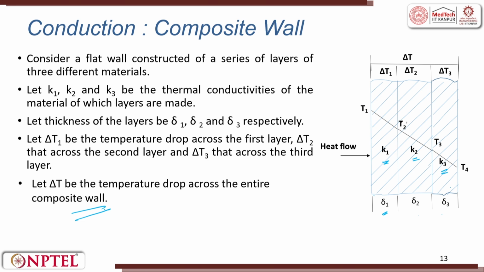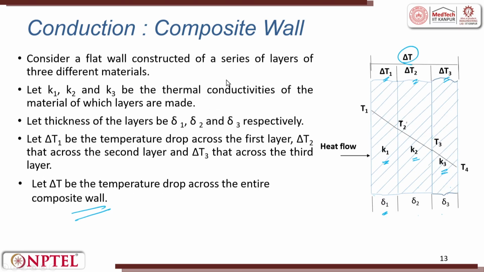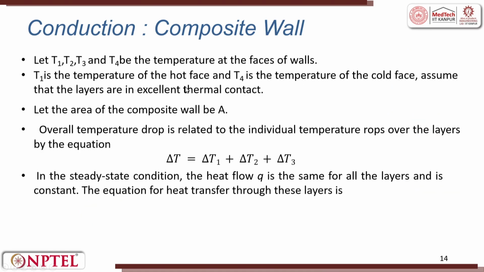So, what we are trying to say is, we have the drops T1, T2, T3. It can be uniform, it need not be uniform. The overall temperature drop will be delta T. Let T1, T2, T3, T4 be the temperatures at the faces of the wall. T1 is the temperature of the hot face. T4 is the temperature on the opposite side, that is the cold face.